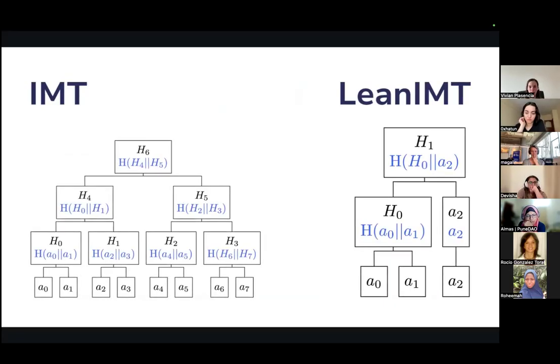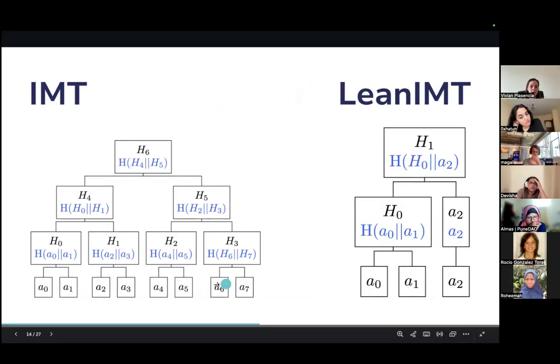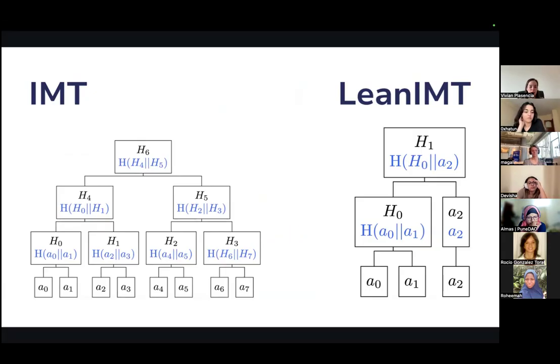This is a representation of the incremental Merkle tree and also the LeanIMT. As you can see here, in the incremental Merkle tree, the number of leaves will always be a power of 2 elements, because you need to hash all of them to create the parent hash. And so you will always have a power of 2 elements, even if you have 0 hashes.